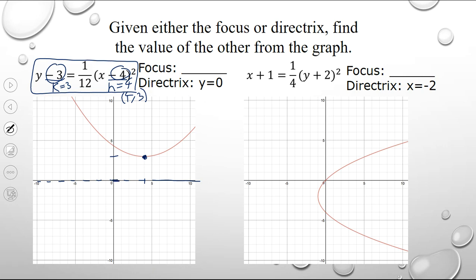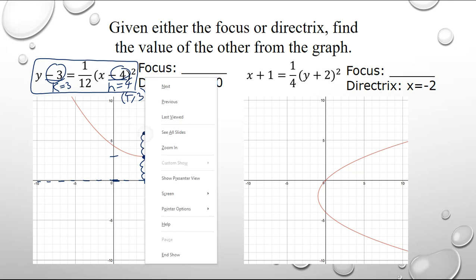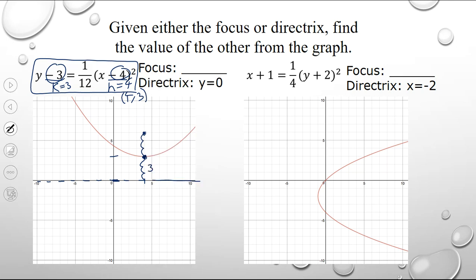All right. Now I want to find the focus. Well, let's see. How far away was the directrix from the vertex? It was 3 units away from the vertex. So now if I want to find the focus, I've got to go 3 units upwards. So the focus is going to be right here. And what is that ordered pair? That pair is going to be the point 4 on the x-axis and 6 on the y-axis. So the focus is at the point 4, 6.